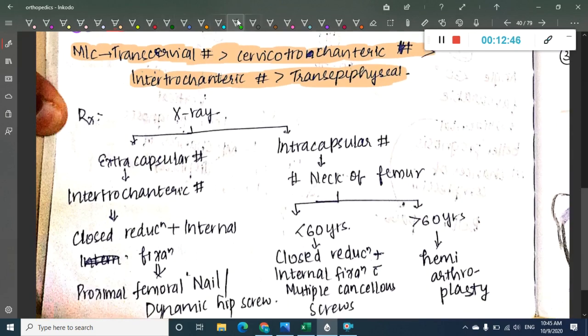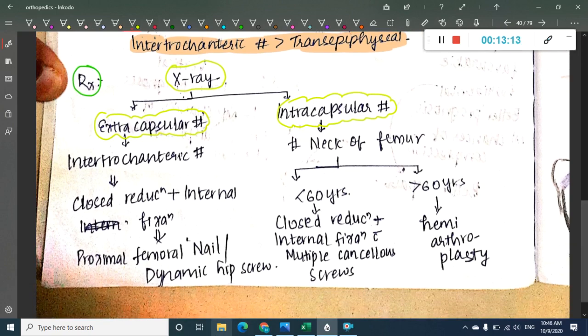Now how are you going to treat this fracture neck of femur? For this you will have to do an X-ray. Once you do an X-ray, you will see whether it is extracapsular or intracapsular fracture. Once you find out that it is extracapsular fracture, obviously it is intertrochanteric fracture. In such situations, because it is intertrochanteric, you can try for closed reduction and internal fixation.